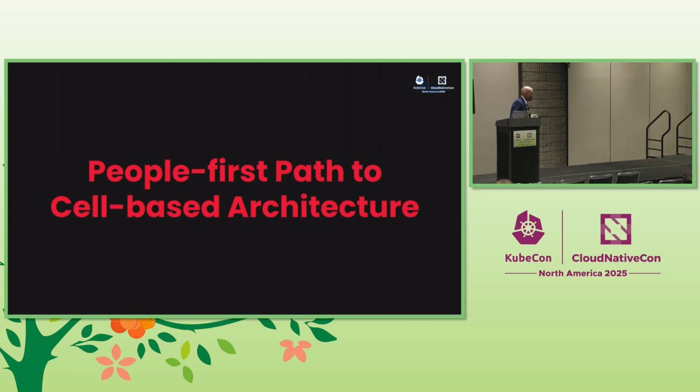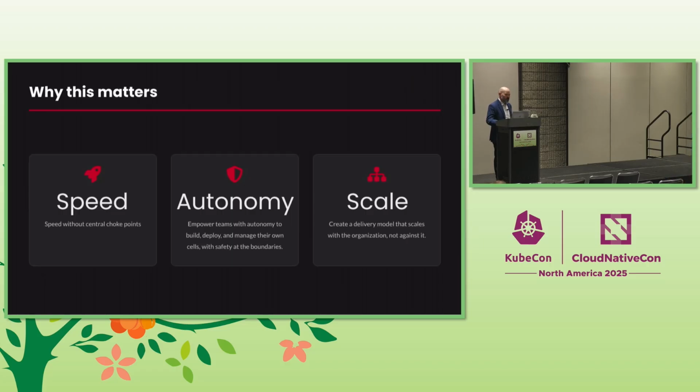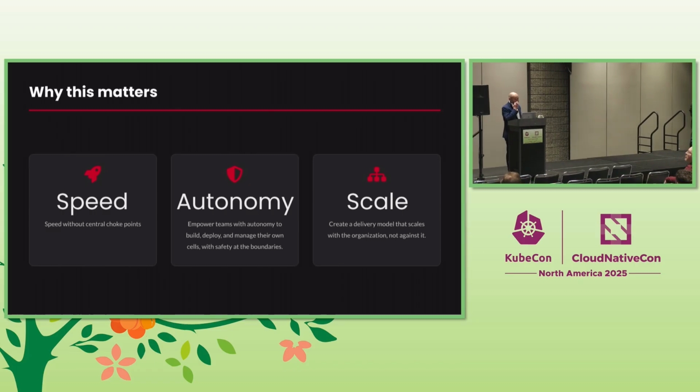We'd like to cover how we moved 60,000 people from a monolithic infrastructure to Kubernetes-native infrastructure, and how we went about that. Why does this matter? Speed.